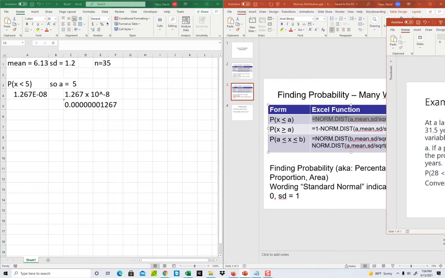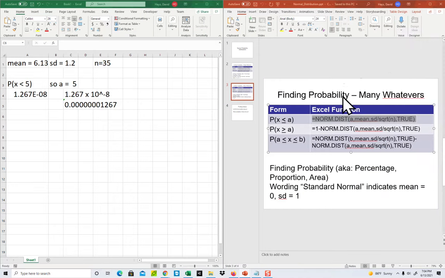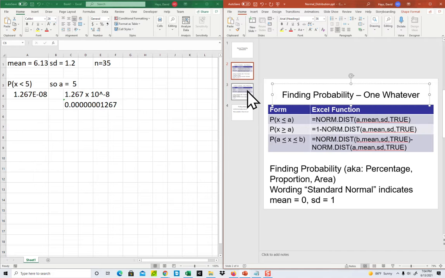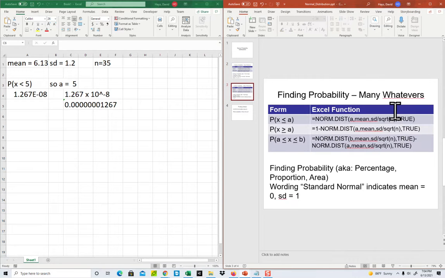Okay, first thing you got to determine on these problems is if we're talking about one whatever, single whatever. I like the one whatever better. One person, one book, one pet, whatever you're looking at. Or if you're talking about many whatevers, we're looking at 15 cats, 10 people, 40 books.